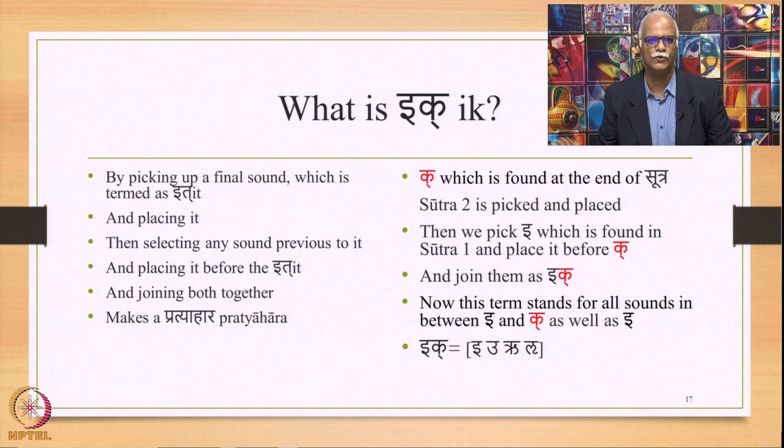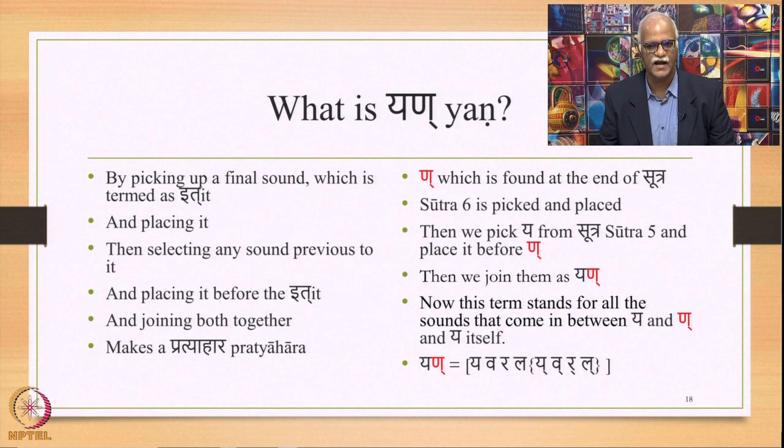So E, U, Ru, Lu, they are stated by the Pratyahara Ik. What is Yan? Once again, the general procedure of forming the Pratyahara we follow, that is, we pick up a final sound which is termed as It and place it before us, then select any sound previous to it and place it before this selected It and join them together, and that will give us a Pratyahara.